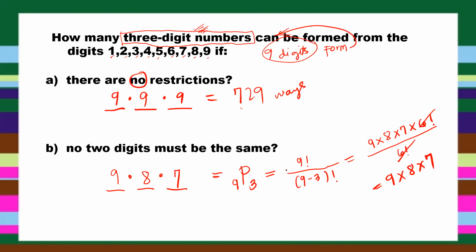So, ilan po ang number of ways? 9 times 8 times 7 is equal to? 504. 504 po. Yan. So we have 504.